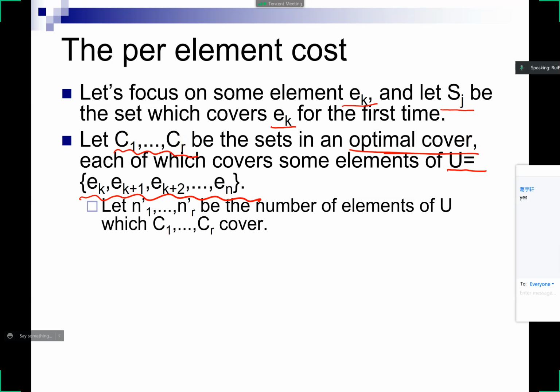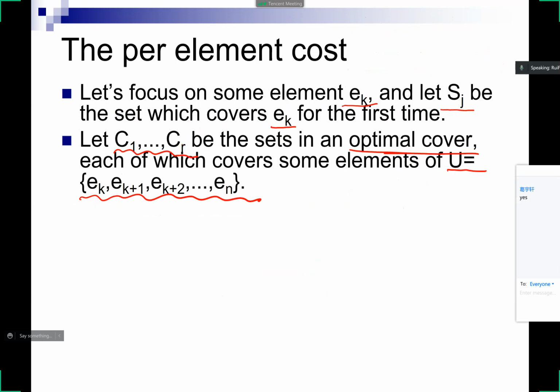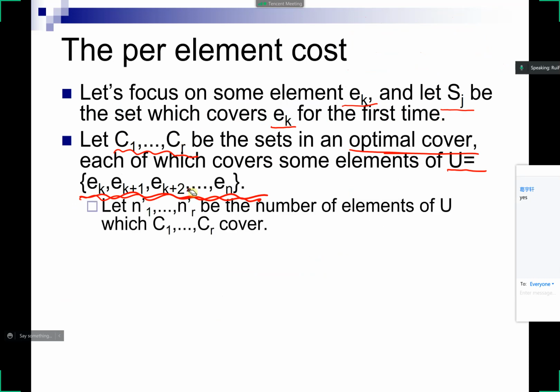By the way, I should mention that I had a typo in the previous version of the notes. I called this thing Cm here, so I said there were m of these C sets. But I don't want to use m, because m here is supposed to denote the number of sets that our algorithm uses. So I'm going to use r for the number of sets that the optimal cover uses in order to cover just these currently uncovered elements. And suppose each Ci covers m prime i elements of U. So C1 covers m prime 1 elements of U, C2 covers m prime 2 elements of U, and so on.